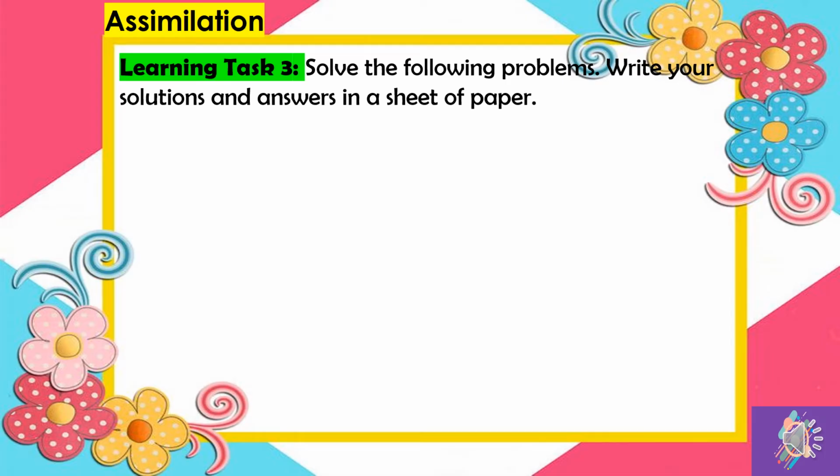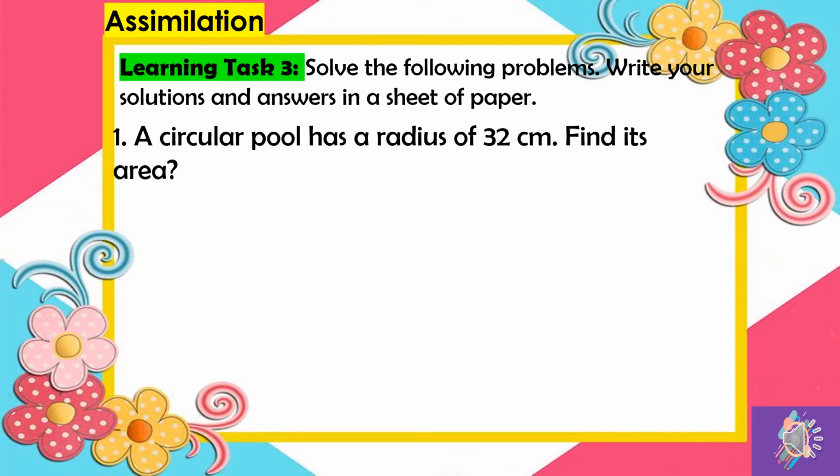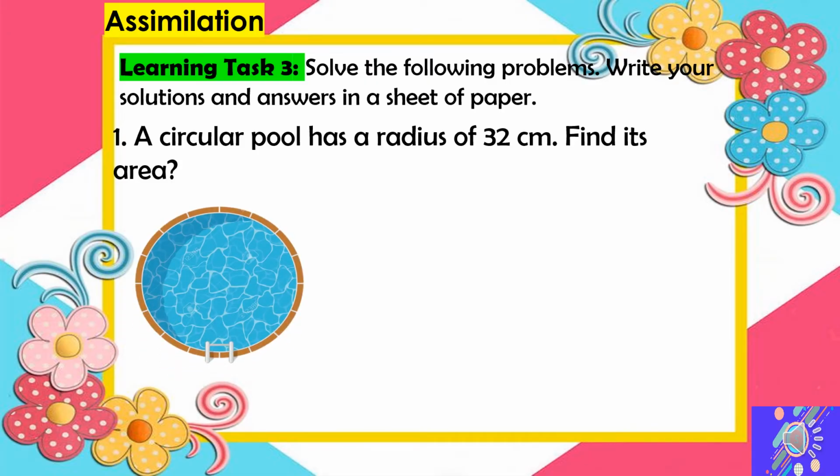For the Assimilation Learning Task 3, solve the following problems, write your solutions, and answer in a sheet of paper. So again, for number 1, the problem is: a circular pool has a radius of 32 centimeters. Find its area. Let us now answer number 1. So this is the circular pool, and the radius is 32 centimeters. So let us now find the area.